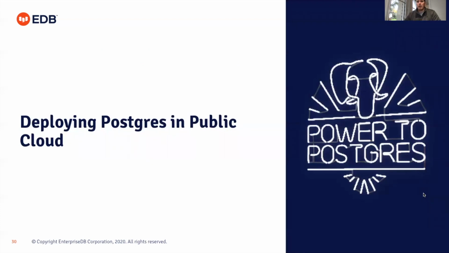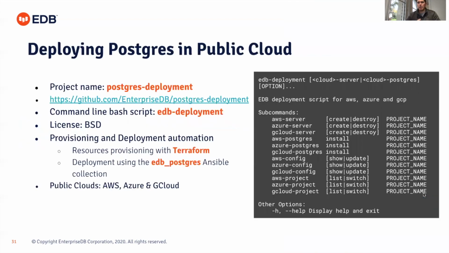So far, we have seen how to automate the deployment of Postgres architecture with Ansible. This approach requires the machines to be already available and the SSH connection working. To address this machine provisioning need in public cloud context, EDB is creating a new command line tool. This tool is Postgres deployment.